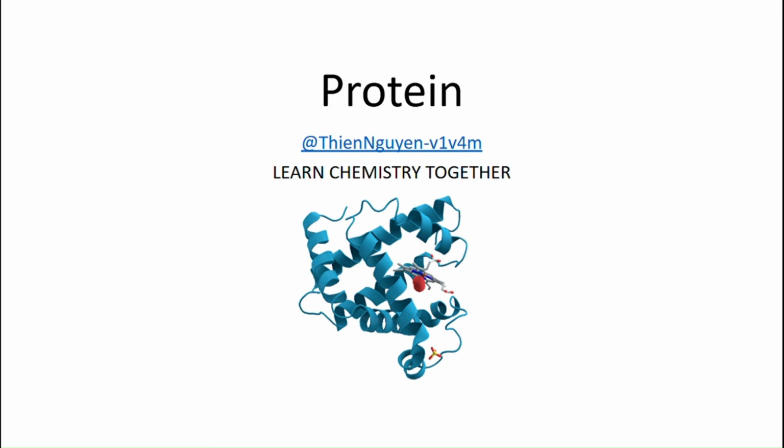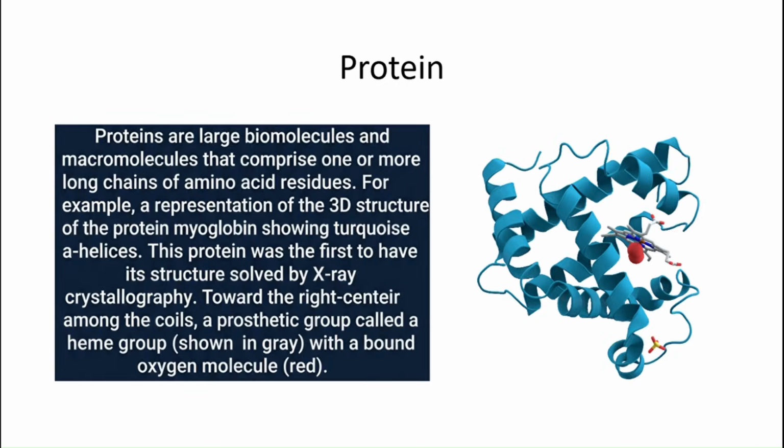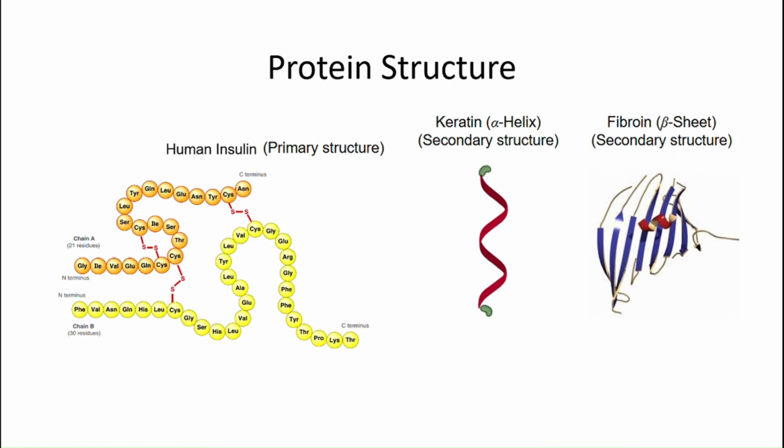This video is about protein. Proteins are large biomolecules and macromolecules that comprise one or more long chains of amino acid residues. For example, a representation of the 3D structure of the protein myoglobin showing turquoise alpha helices. This protein was the first to have its structure solved by X-ray crystallography. Toward the right center among the coils, a prosthetic group called a heme group, shown in gray, with a bound oxygen molecule, red.